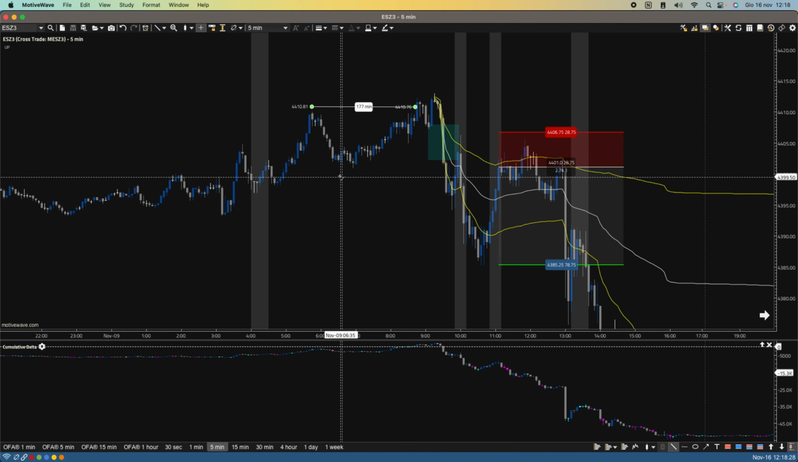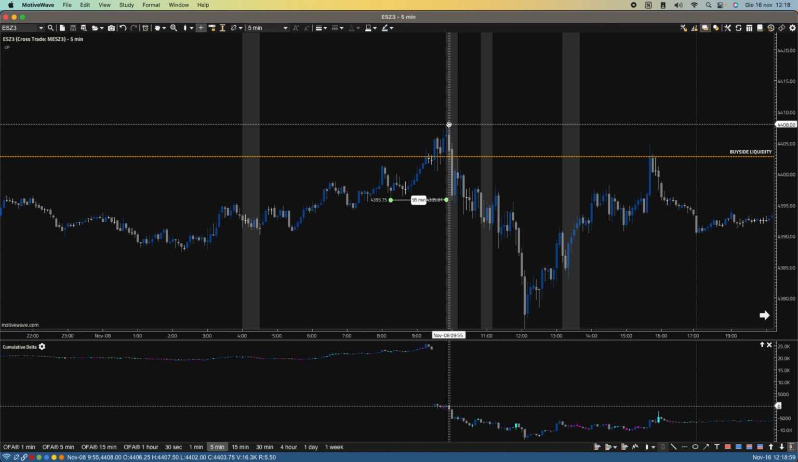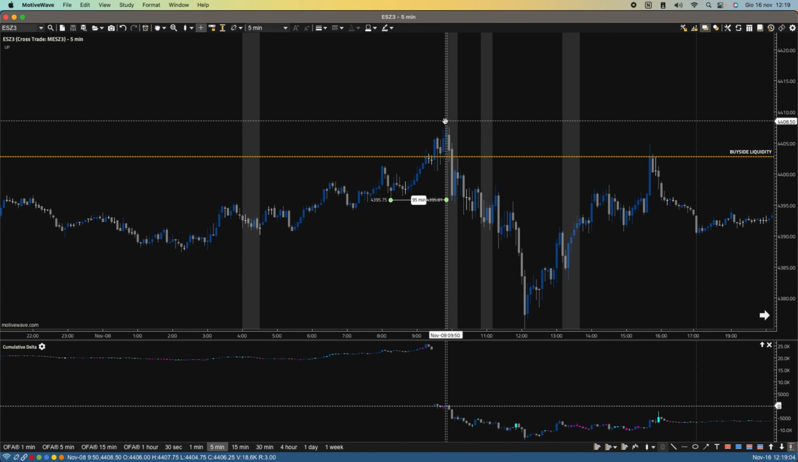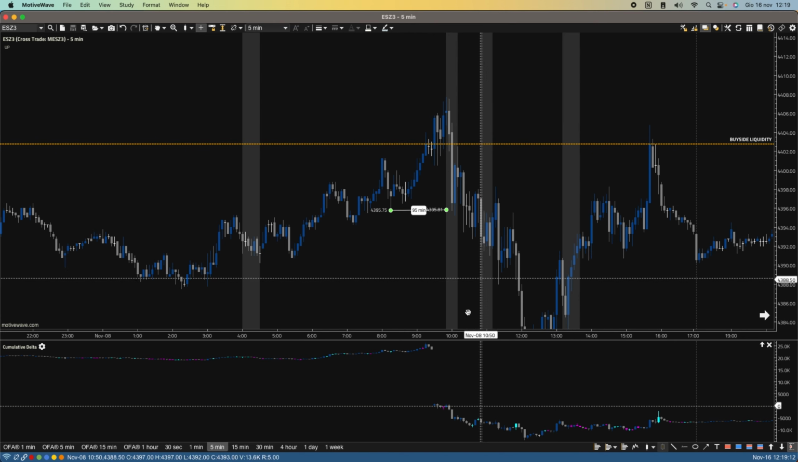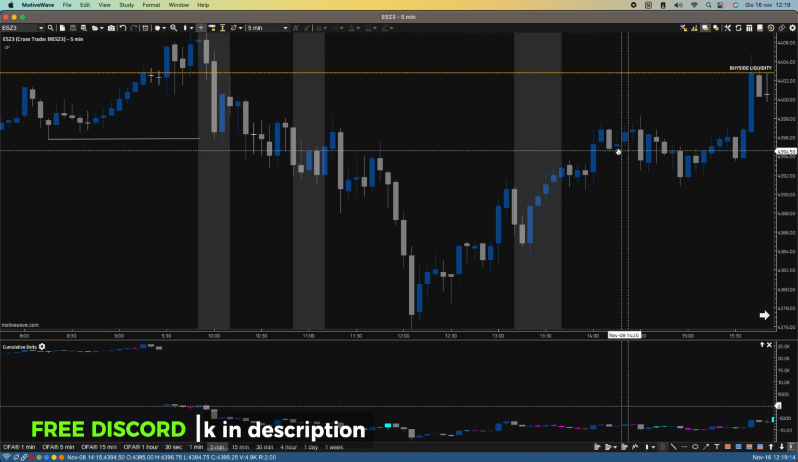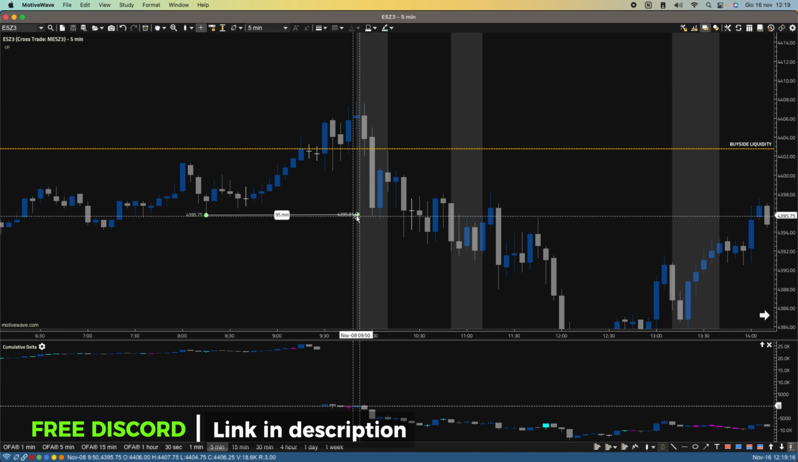Buy side liquidity. We have here a market structure shift. We are inside the US opening, just 30 minutes after the US opening. Sorry, we have a market structure shift here or here as well.